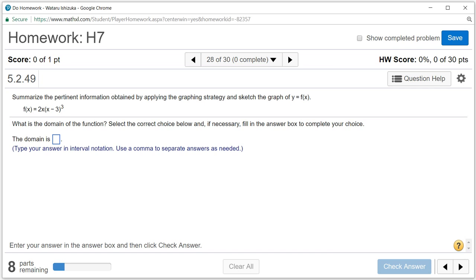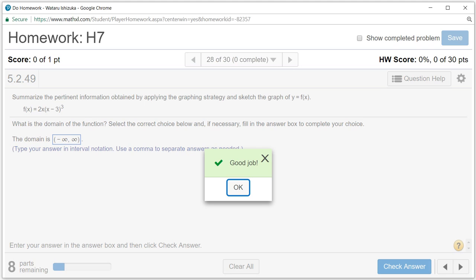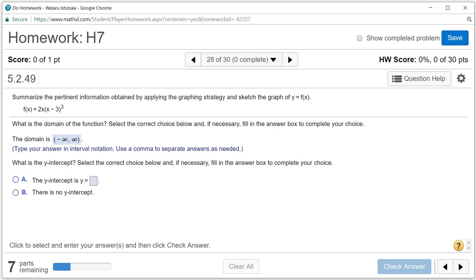This is just a polynomial function. Domain is all real numbers. You type in interval notation, so it's going to start from negative infinity, to positive infinity. I'll just put the infinity here. Let's check the answer. We got that. Next one.